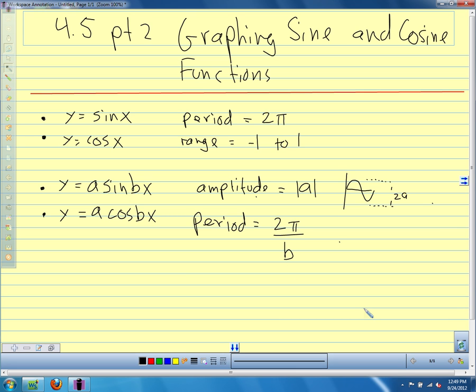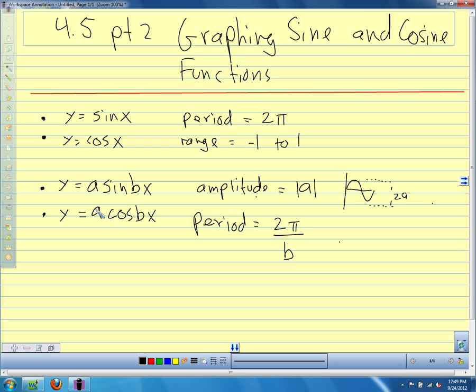So the amplitude, the a, gives us a vertical stretch or compression. It stretches our function up and down or compresses it down. And changing the period gives us a horizontal stretch or compression. It makes it stretch out horizontally, or it compresses it horizontally. So that's what the b does to our function. The b changes the period, and that's a horizontal stretch or compression. Amplitude, the a, is a vertical stretch or compression. The period is a horizontal stretch or compression.